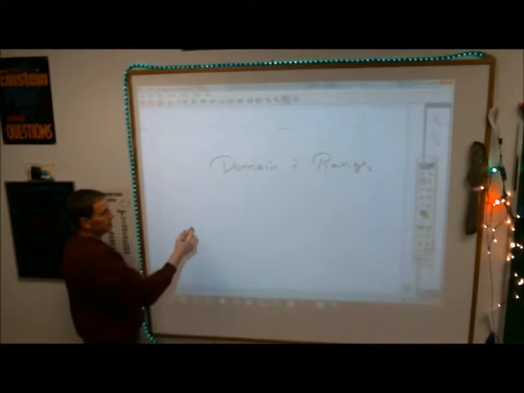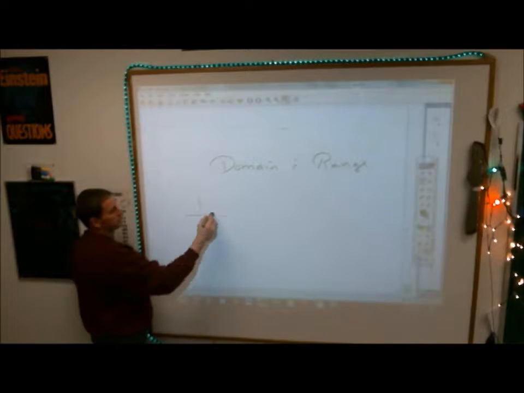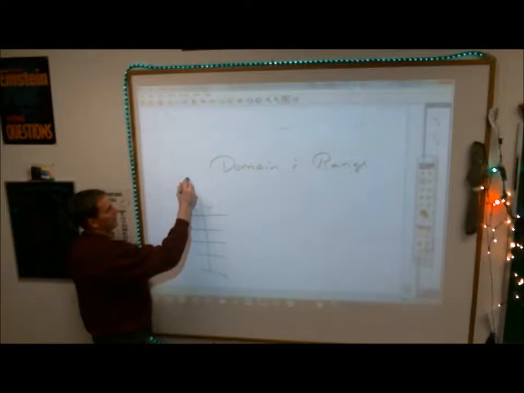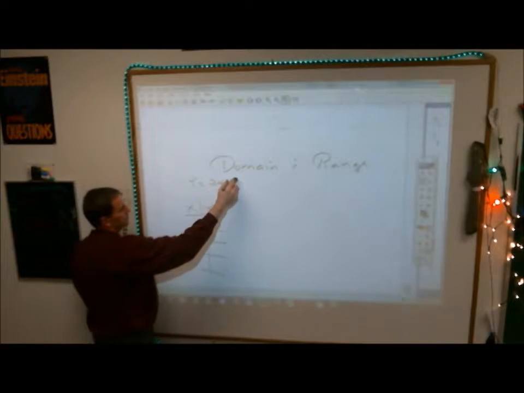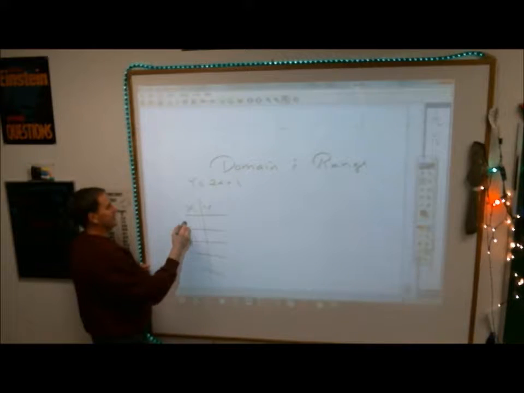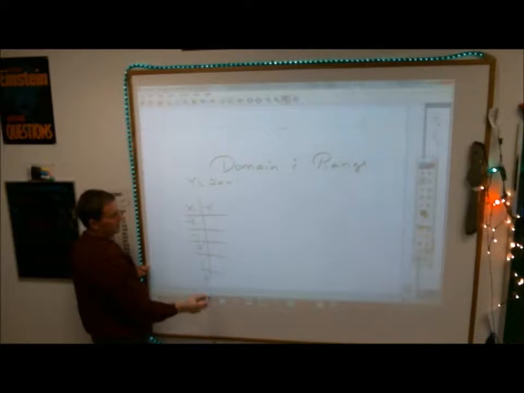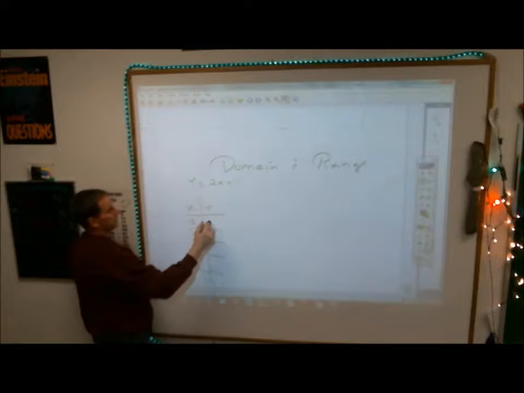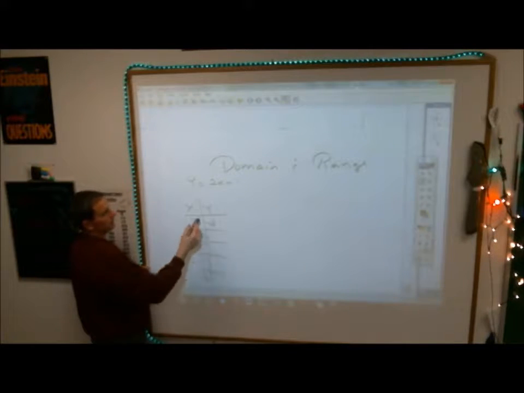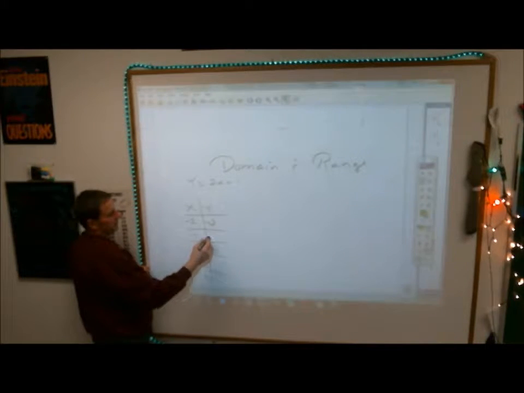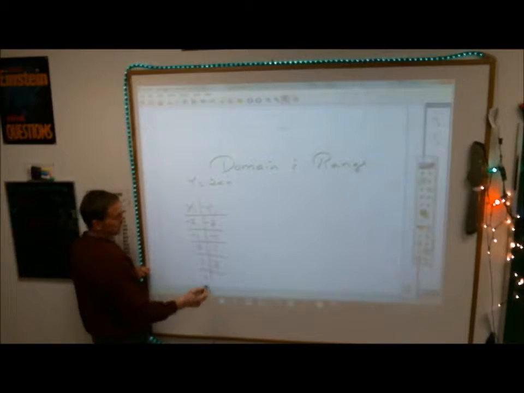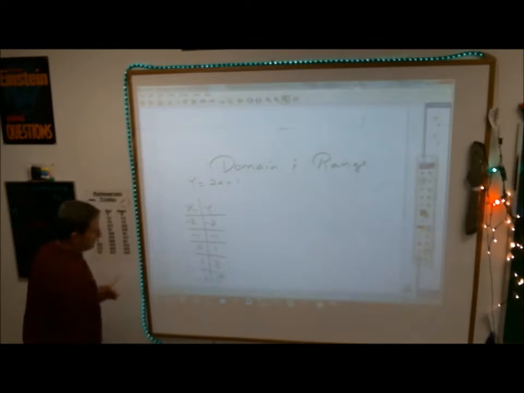Basically, when they talk about domain and range, if you have a table, let's say y equals 2x plus 1, and you put numbers in for x. Let's just do this: -2, -1, 0, 1, 2. I'll do this quickly because this isn't really that important. -2 times 2 is -4 plus 1 is -3. -1 is -1. 0 is 1. 1 is 3, and 2 is 5, right? Let's say I just did that.